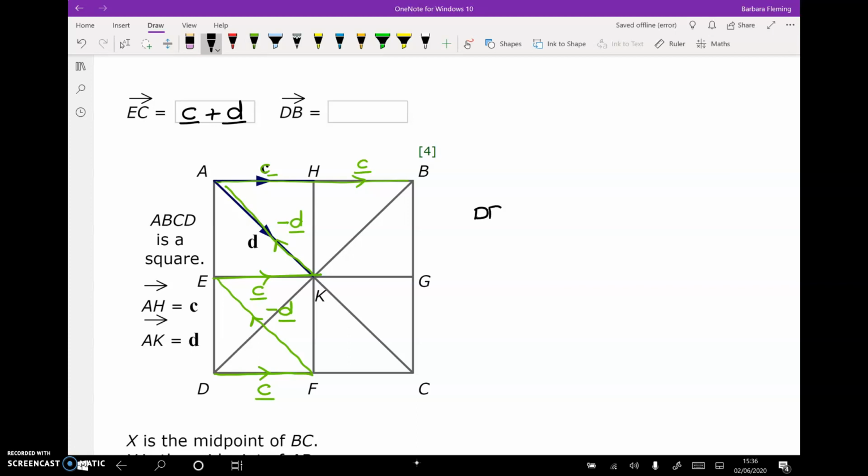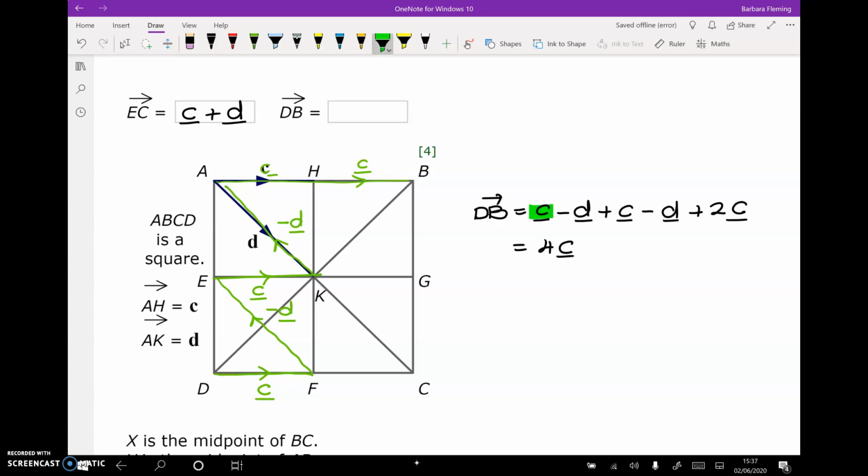So D to B, I had my vector C, take away my vector D, plus another C, take away vector D, and we've got two C's right at the top there. And you can use your usual rules of maths here to collect together your like terms. So we've got 4 C's altogether.